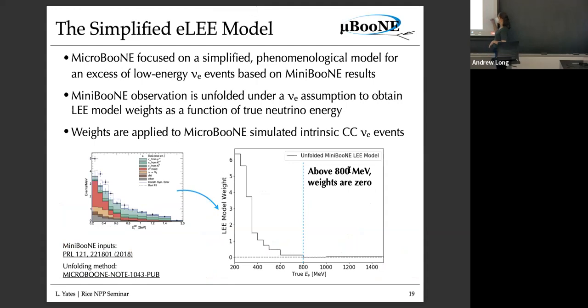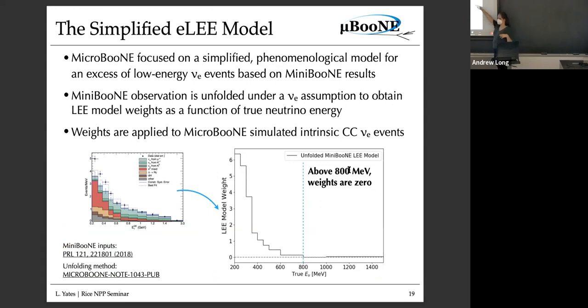Each of these three is testing the same signal hypothesis. All three analyses use the same sort of simplified phenomenological model, if you will. So what we did is we took the MiniBooNE excess compared to the MiniBooNE prediction, and we unfolded that from MiniBooNE reconstructed space into true neutrino energy space. And we get weights that look like this. And you can kind of see how this lines up comparing the reconstructed plot.